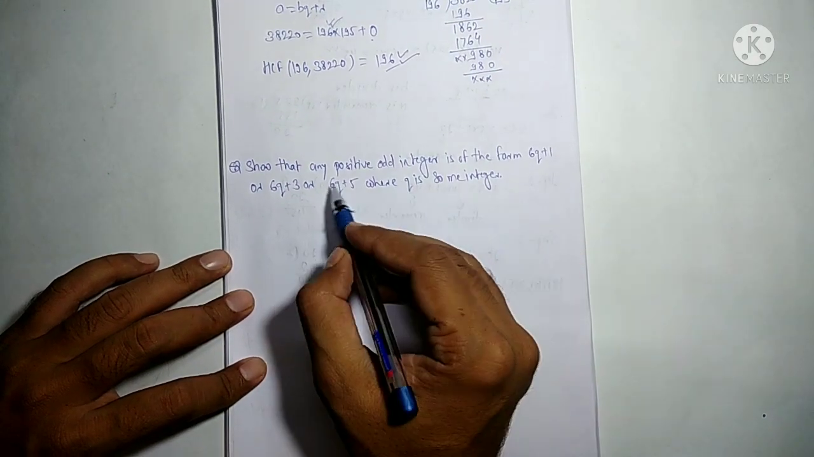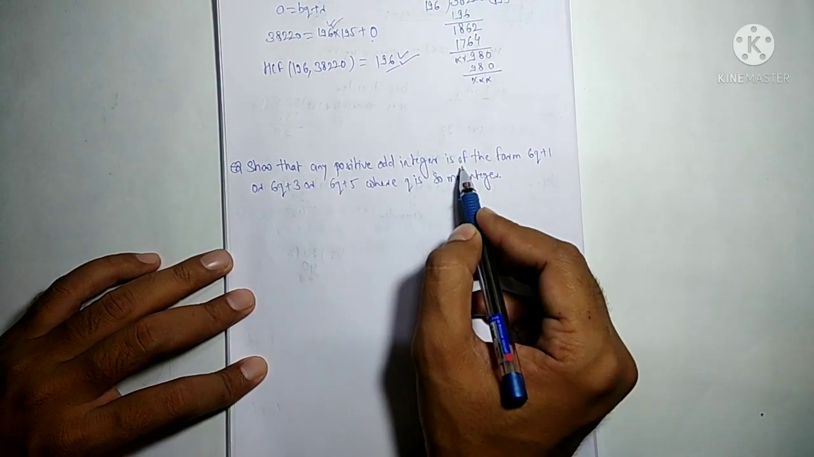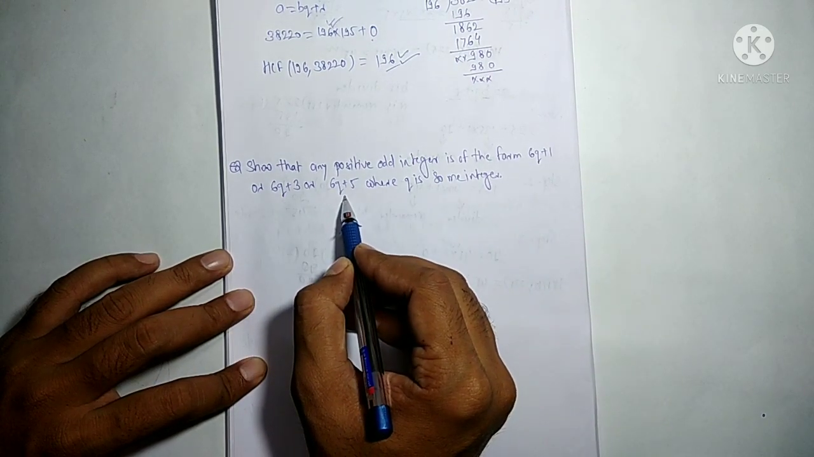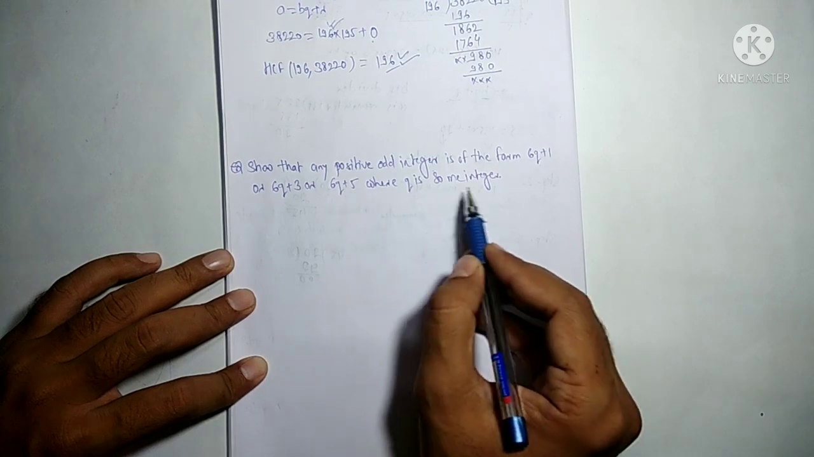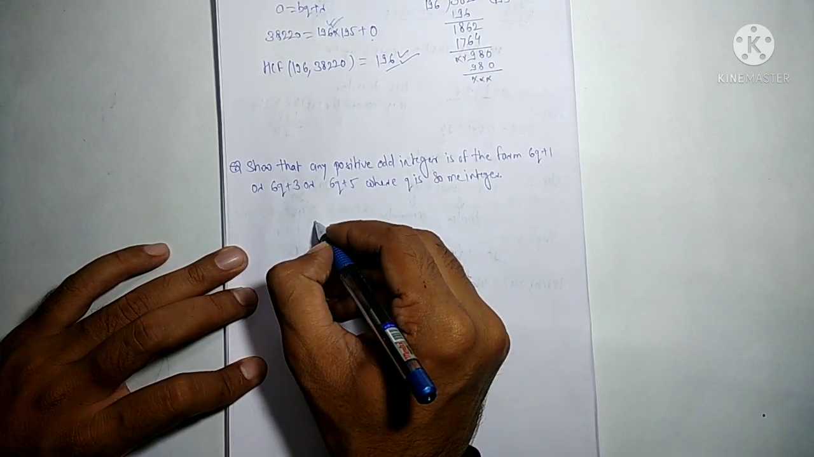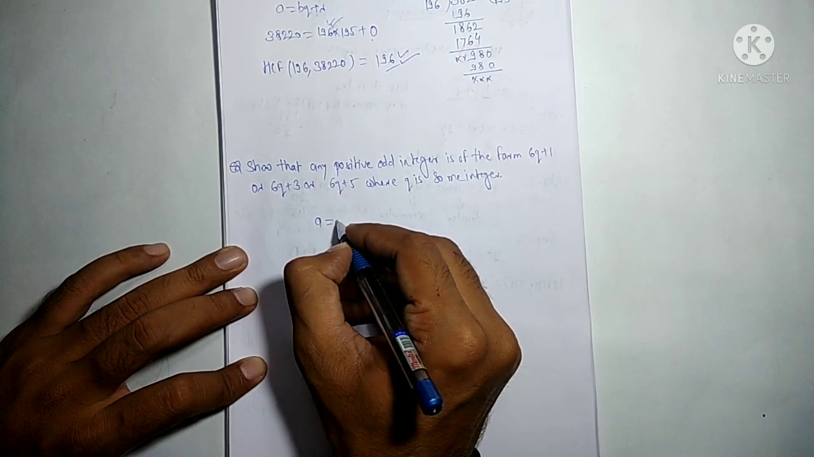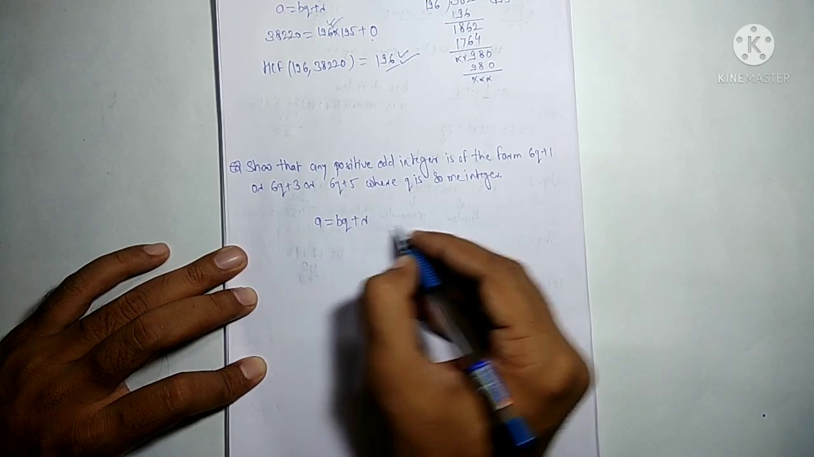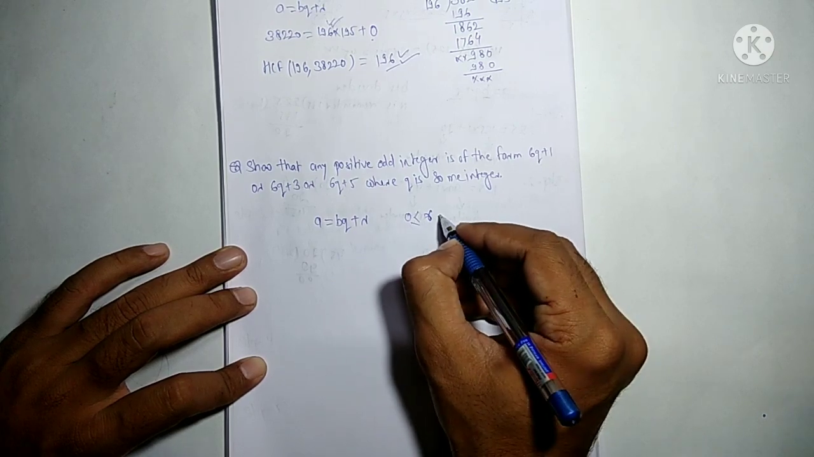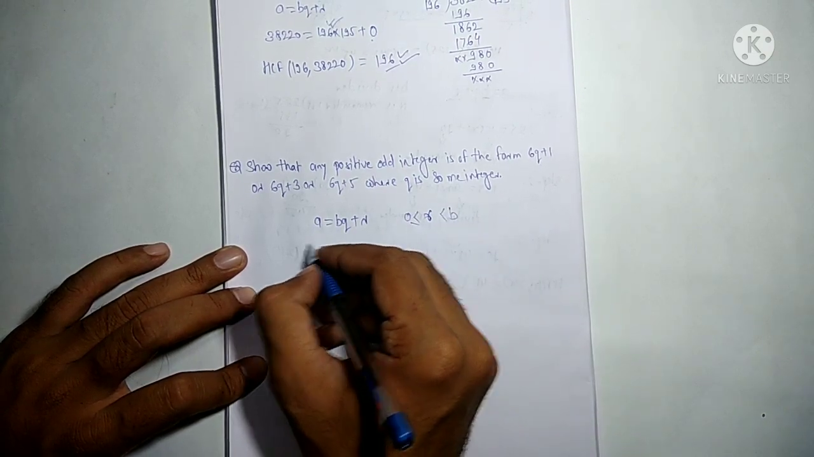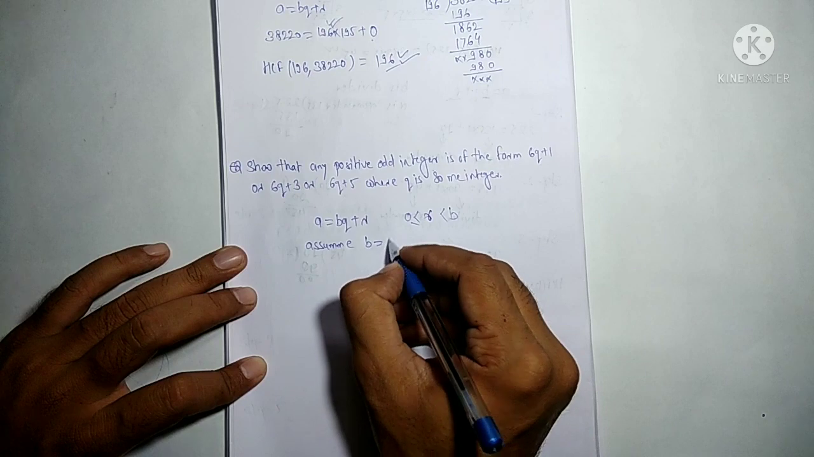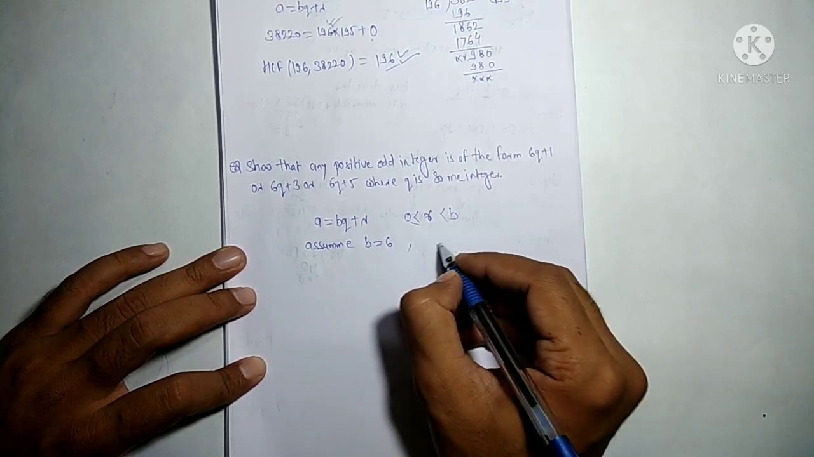Show that any positive odd integer is of the form 6q plus 1 or 6q plus 3 or 6q plus 5, where q is some integer. Okay, let us assume the equation for Euclid division algorithm is a equal to bq plus r, and here r varies from greater than or equal to 0 but less than b. Assume b equal to 6, then what is the value of r?